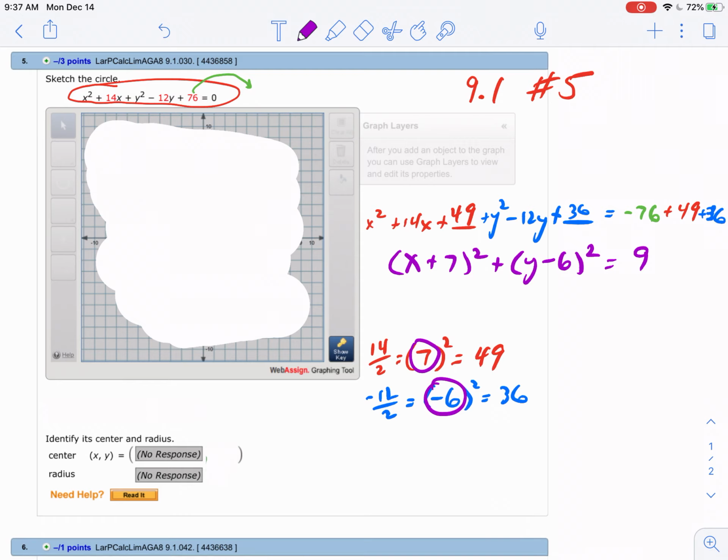And so right now I can see that my center would be negative 7, comma 6. The opposite of what's in the standard form. Negative 7 and a 6, and the radius would be a 3.